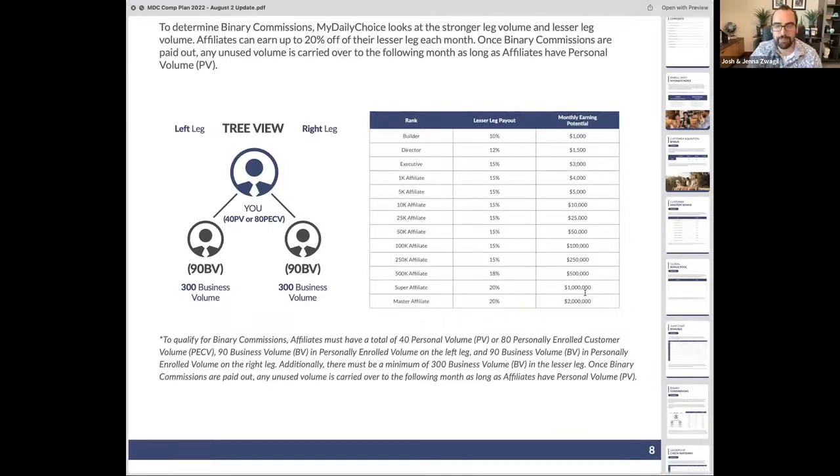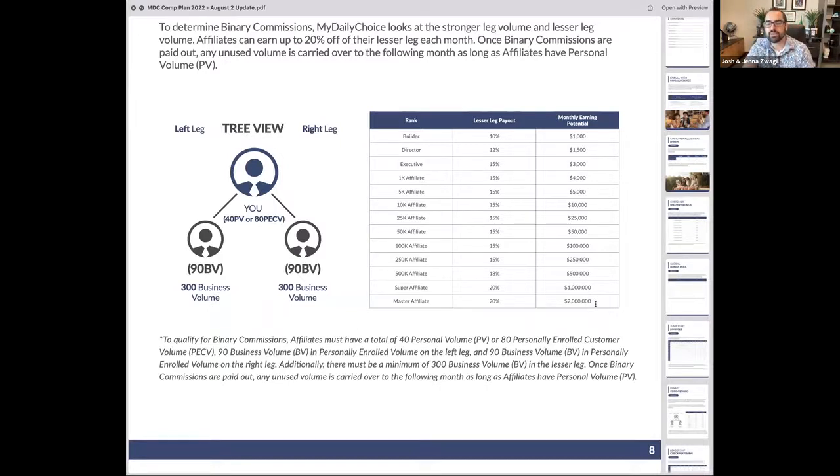This is the binary cap in My Daily Choice. Now, most companies in our space, if you look at their binary cap, even at the highest rank in the company, it's anywhere from 80,000 to 150,000, somewhere in that range, 80 to 200,000 a month. And that's the most you'll ever be able to make in the binary. You do 10 million in volume, you make 80,000 or 100,000 or 150,000. You do 20 million volume, you make the same thing, because that's the cap.